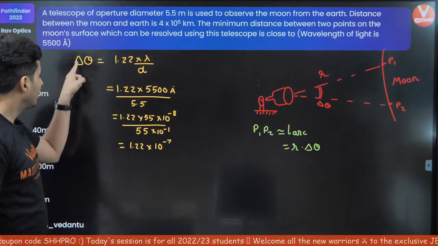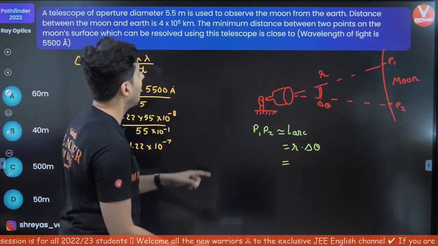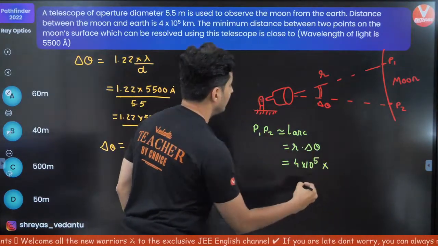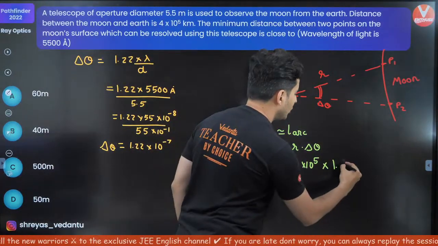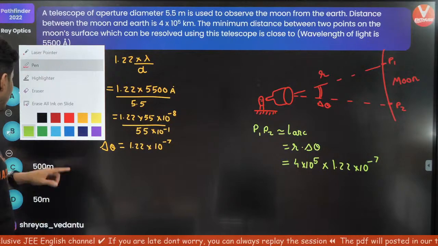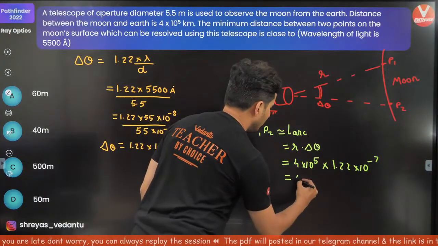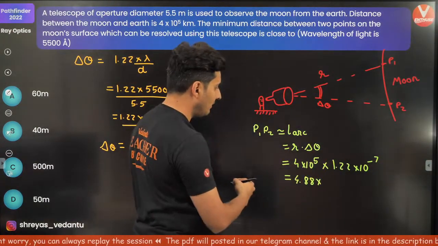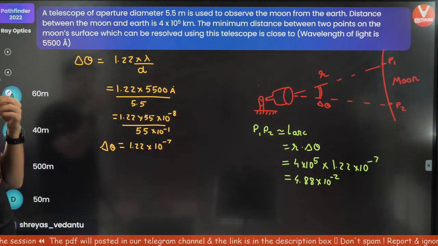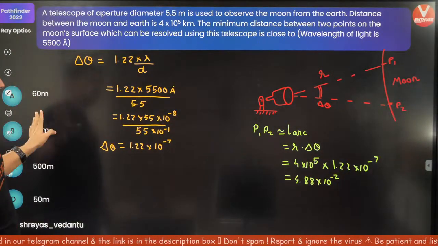I hope this is clear. Now once I get the value of delta theta, just substitute it over there. So this will be nothing but r, which is 4 into 10 to the power 5, into delta theta, which is 1.22 into 10 to the power minus 7. 4 into 1.22, come on, how much is it? 4.88, yeah, 4.88 into 10 to the power minus 2, I believe. Just check this out if everything is fine. Yep. All right, everything is clear over here.